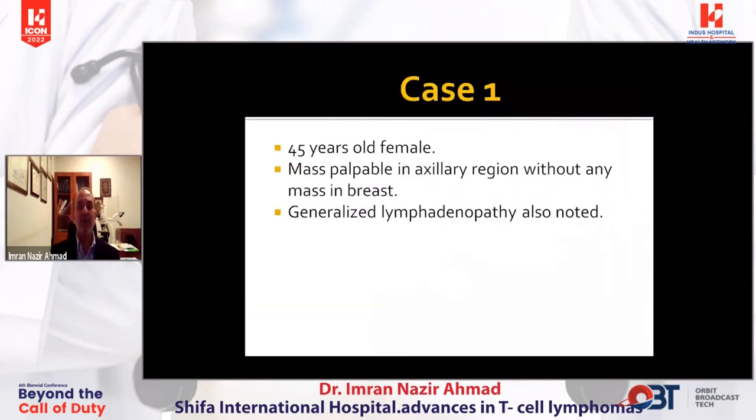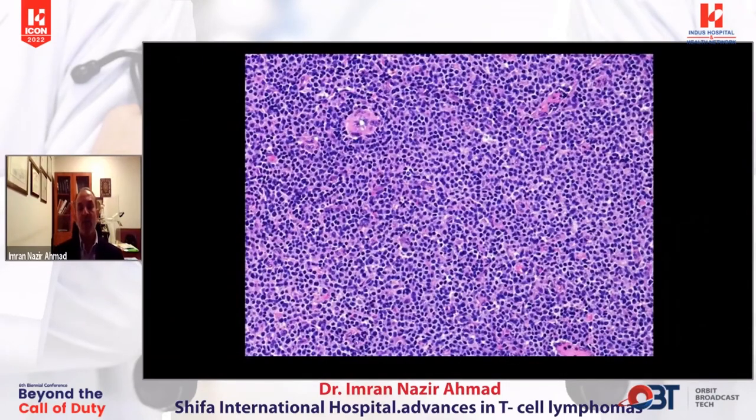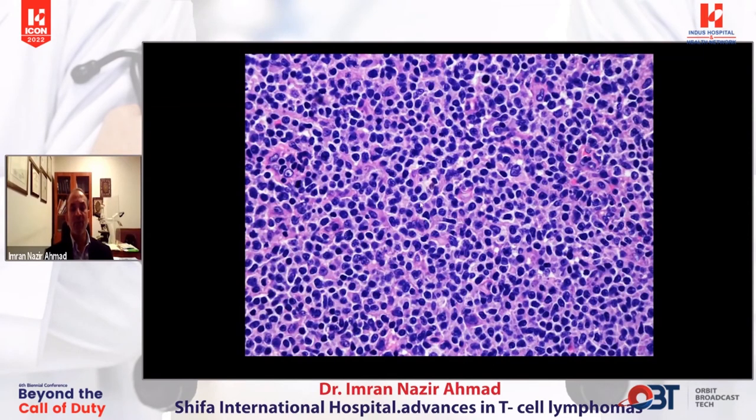So having said that, my first case is of a 45 year old female who had a mass palpable in the axillary region without any mass in the breast, and there was some generalized lymphadenopathy. On low power examination, there is diffuse effacement of the nodal architecture. We do not see any normal histological landmarks. On high power examination, most of the cells are medium sized, but there are some interspersed larger cells. Over here, we do not see many vessels, no high endothelial venule proliferation. This cell kind of looks like a hallmark cell, which is the characteristic cell of anaplastic lymphoma.